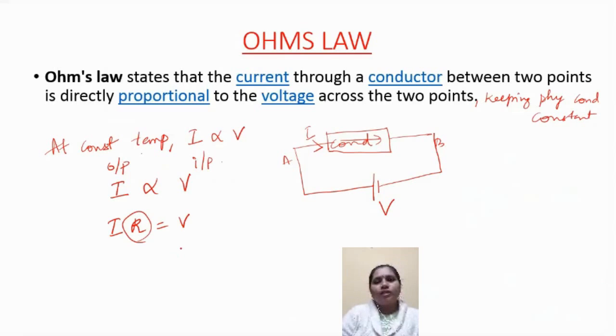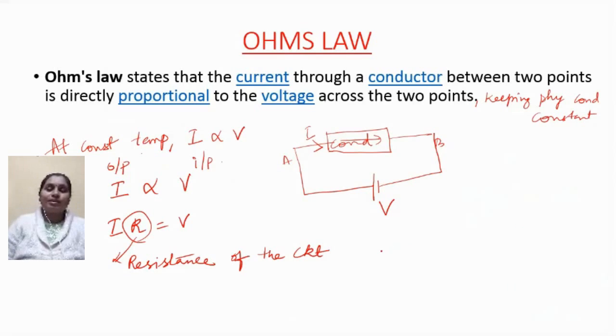Okay, now what is R? R is the resistance of the circuit. Now what is this resistance? Resistance is the opposition caused to the flow of current. Now why is this opposition caused? We'll see.